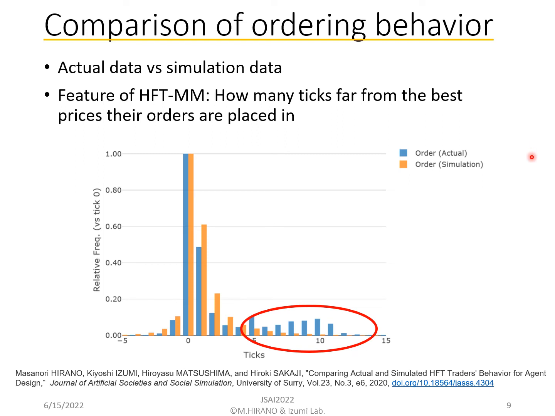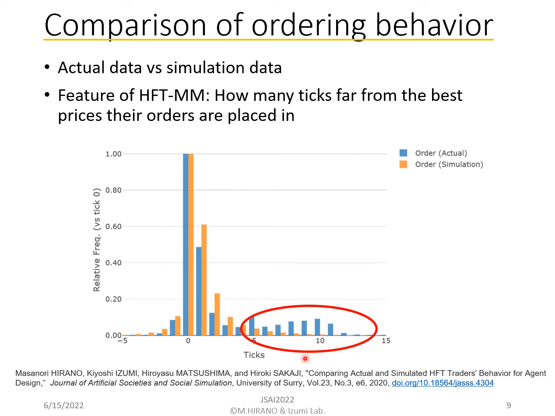So here is a comparison result of ordering behavior of HFTMM. In this figure, actual data and simulation data are compared. Blue bar means actual behavior of HFTMM, and orange bar means HFTMM traders' behavior in simulations. And the horizontal axis means ticks from the best prices.